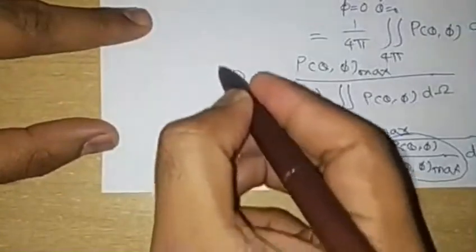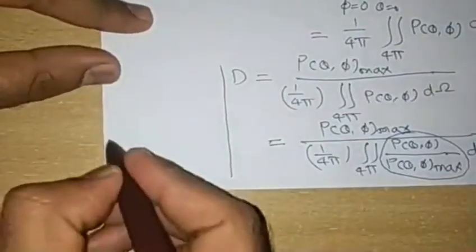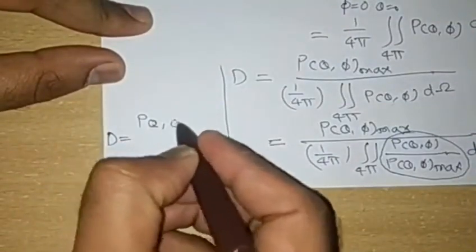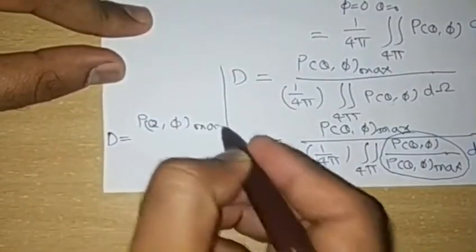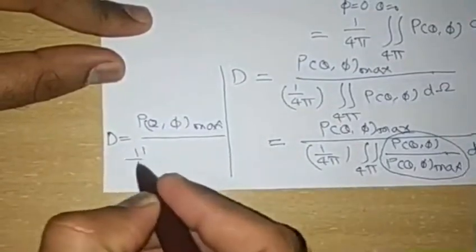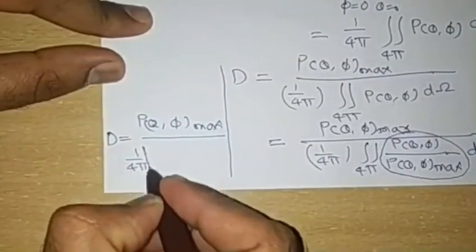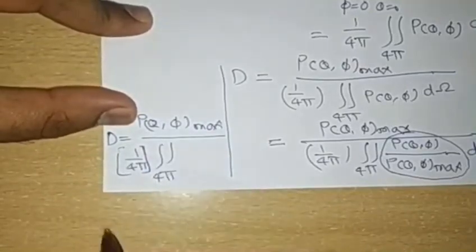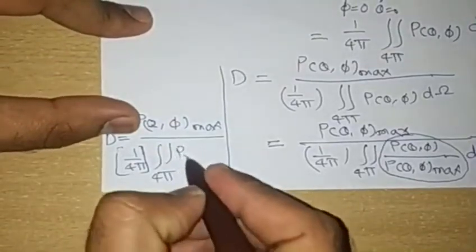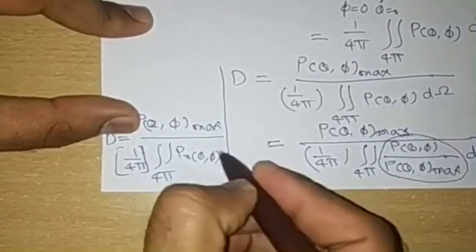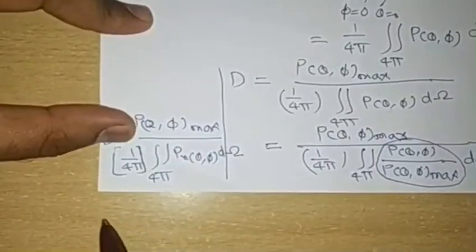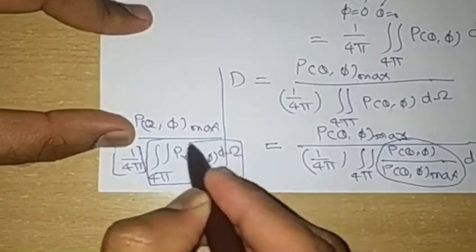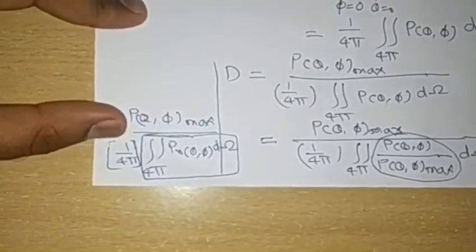So let me write this equation here, which is actually equal to d, P of theta comma phi max divided by 1 upon 4 pi integral over the surface of sphere Pn of theta comma phi into d omega. Now if you remember from my previous video, this term inside this rectangle is nothing but omega a.